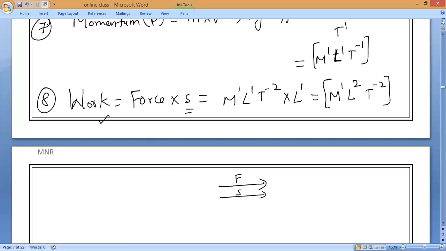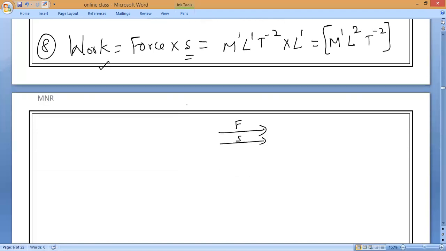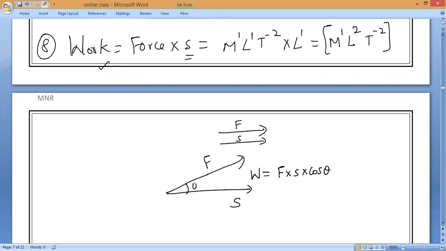Now, if force is acting parallel to the direction of displacement, we know the formula: work is equal to force into displacement. Now, suppose I am applying the force at a particular angle, suppose displacement is like this, force is like this. We all know the work done formula. Class 9th I taught you. Work done is equal to F into S into cos theta. Remember, Pradosh? Yeah, F into S into cos theta.